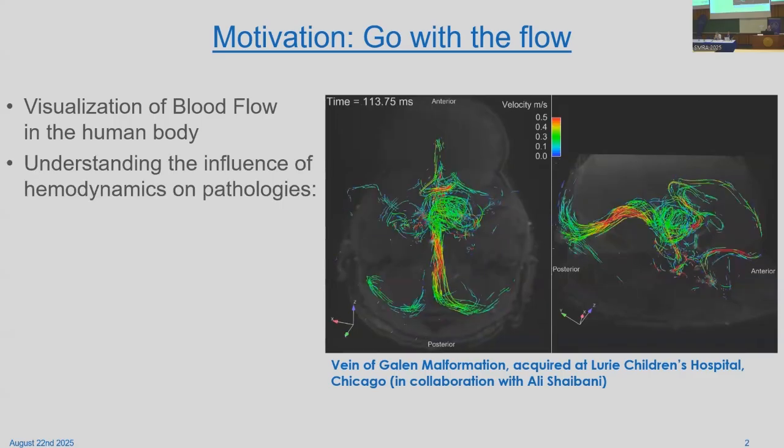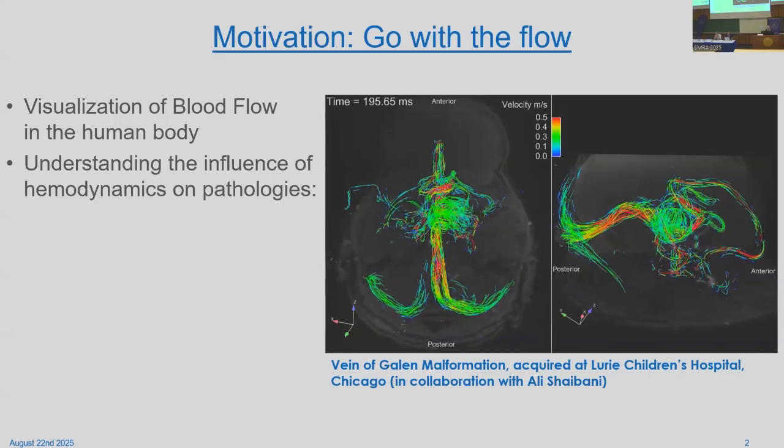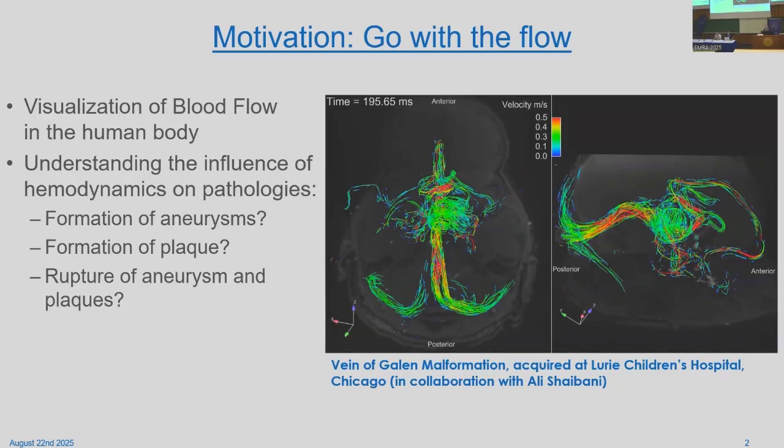So what do we want to do? We want to understand the influence of the hemodynamics on pathologies. For example, why do we have maybe aneurysm formation? Why do we have formation of plaques? Is the blood flow potentially also responsible for the rupture of aneurysms or plaques?